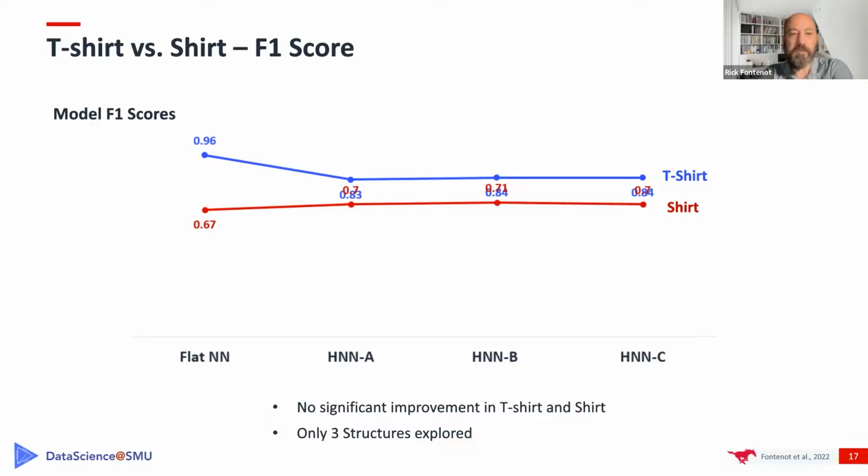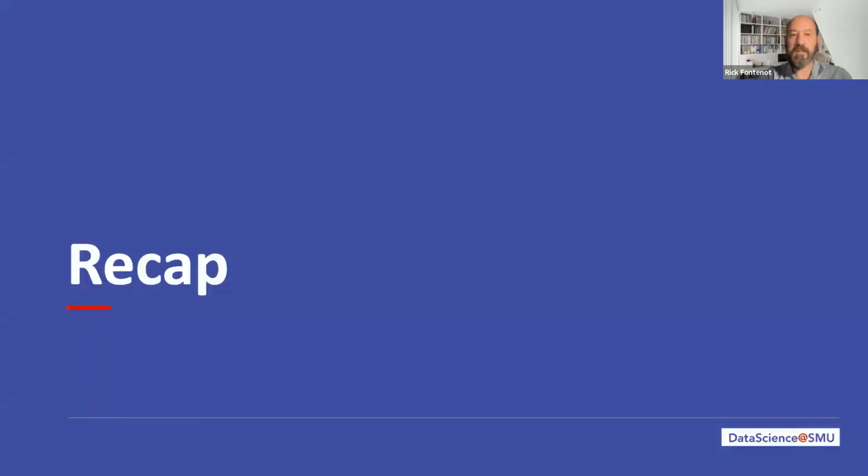But note that we only looked at three hierarchies here, and they were based on intuition and our EDA of the results. What's really interesting about the HNN is this new tunable parameter. The structure of the hierarchy itself is a tunable parameter, and you can do a search across different possible combinations of hierarchy structure and perhaps identify one that is better for shirts or t-shirts. So if you have a priority class, you have this new tool available in the hierarchy structure. I'm going to hand it back to Joe to tie all this together.